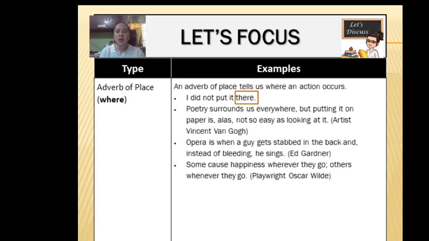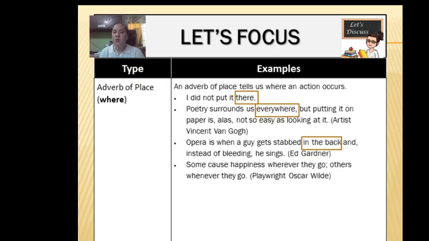Poetry surrounds us everywhere, but putting it on paper is, alas, not so easy as looking at it. If you say the word everywhere is our adverb of place, then you are right. Let's go to our adverbial phrase. Opera is when a guy gets stabbed in the back and instead of bleeding he sings. If you say in the back is our adverb of place or adverbial phrase, then you are right.